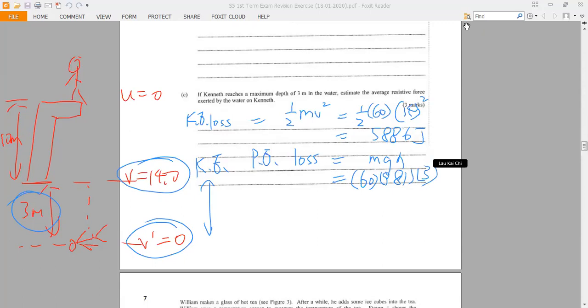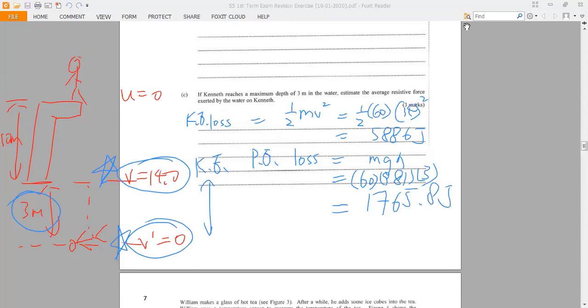Now remember, we are considering the starting point on the water surface and the finishing point at the maximum depth. So both the KE and PE are being lost. He slows down and goes to a lower position. So that is the amount of energy. We have 60 times 9.81 times 3, which is 1765.8.